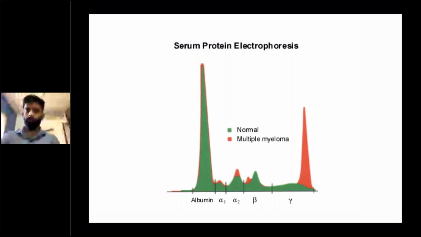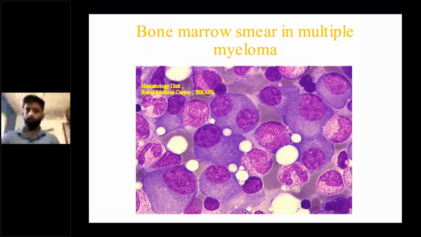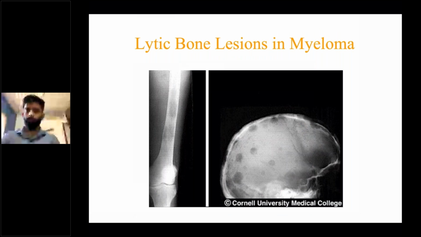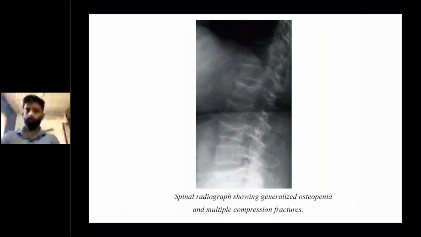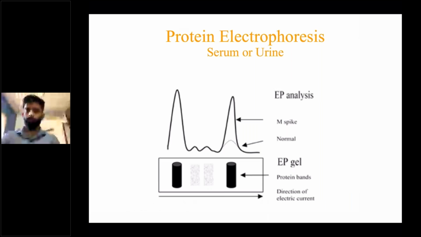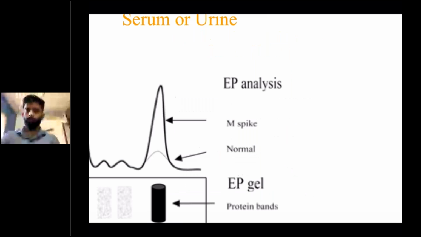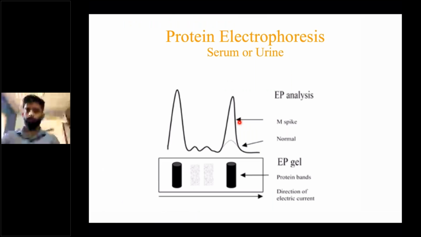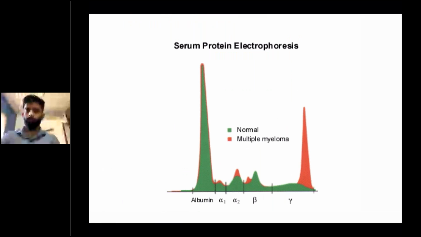So obviously, because now I have put all these pictures, that means that multiple myeloma requires this particular plasma cell proliferation in the bone marrow, lytic bone lesions, and it requires protein electrophoresis.